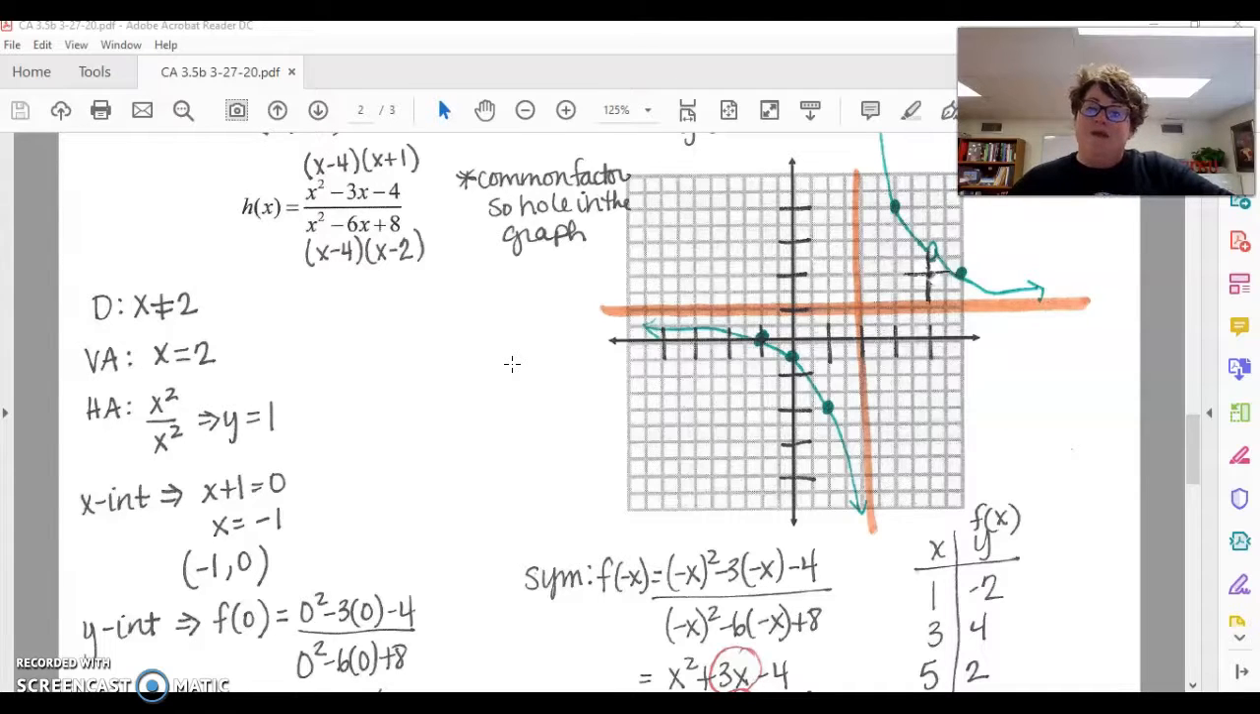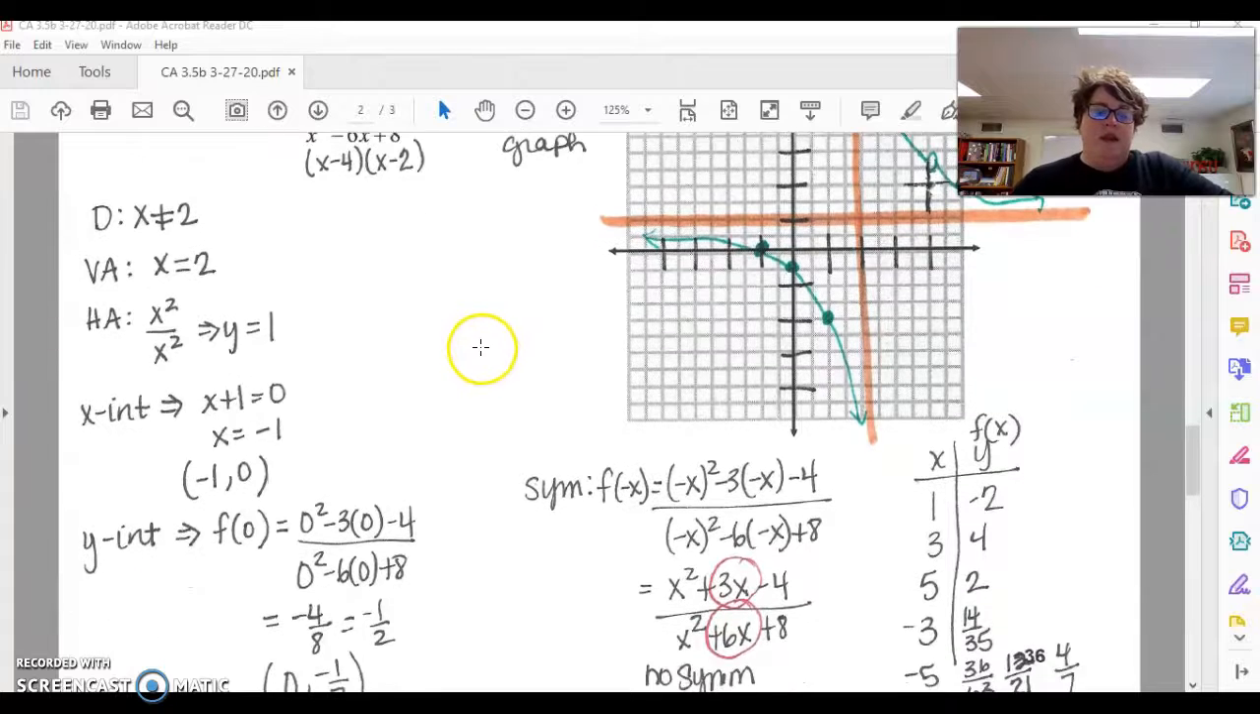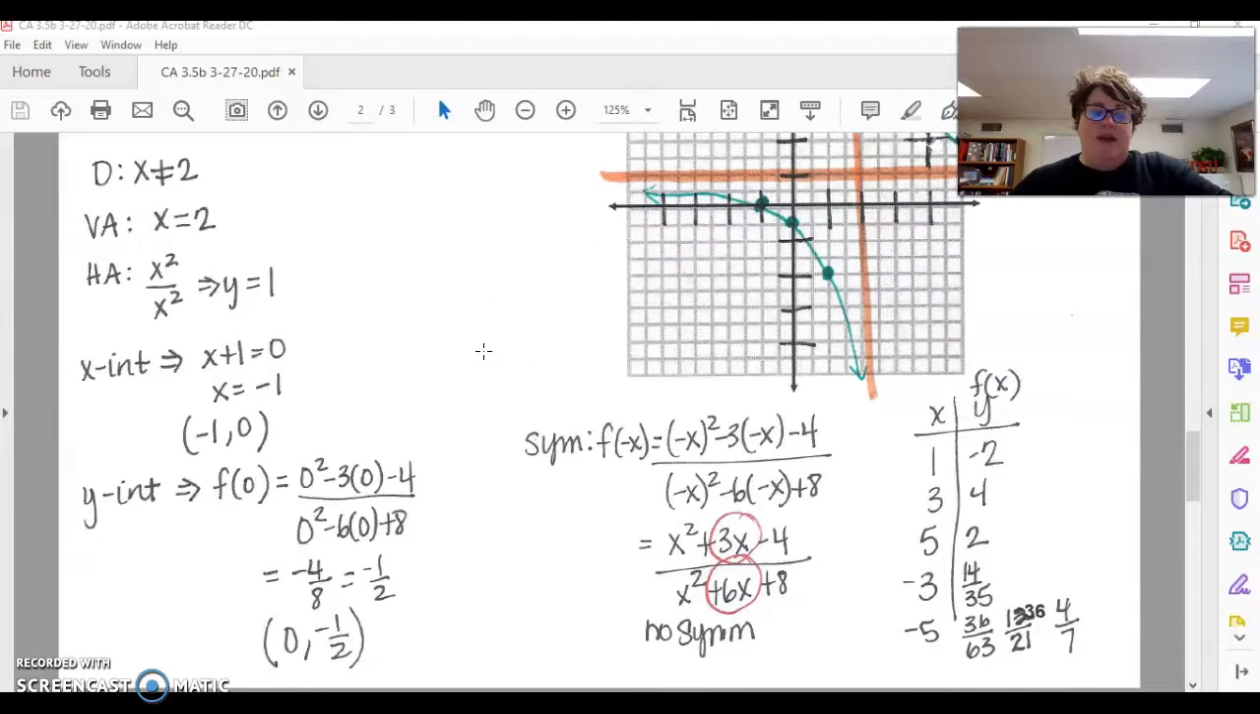My x-intercept, again, this is where we set the top equal to 0. We don't use the common factor, we just use the x plus 4. So we get the one x-intercept at negative 4, 0. My y-intercept, I plug f of 0 in, and I get negative 1/2. So 0, negative 1/2.